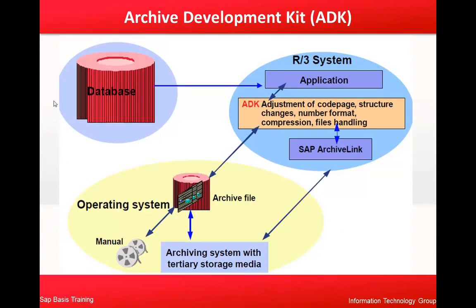Okay, here you can see the archive development kit. This is your database. This is your SAP Archive Link application. Okay, so the archive development kit, basically it's the adjustment of code page, structure changes, number format, compression, file handling. All this is there in this particular archive development kit. Okay, then here you have the operating system. This is your archive files. Then the archiving system with tertiary storage media.